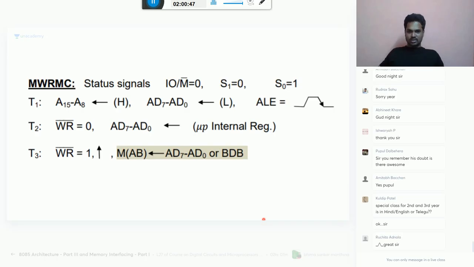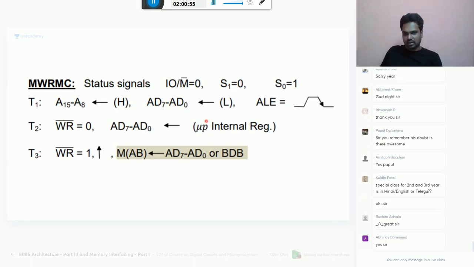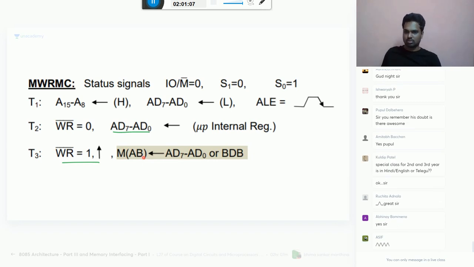I forgot to upload this as Abhinay. I don't know whether he is there or not. In T2 state, write bar will be 0. Your internal microprocessor register will be copied to the address bus. When write bar becomes 1, then that address bus content will be transferred to the memory. You got it now? Fine.